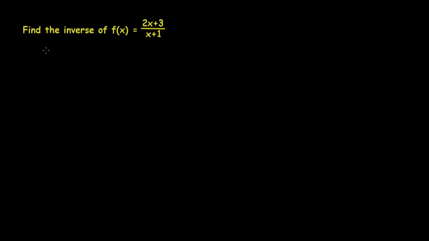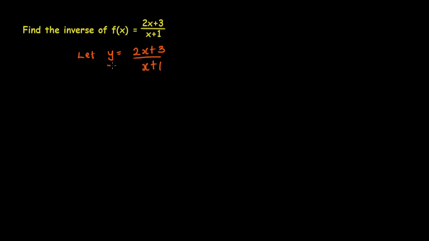Okay, so the next example says we should find the inverse of f of x is equal to 2x plus 3 divided by x plus 1. Remember that the first step says we should let y be f of x. So let y be equal to 2x plus 3 over x plus 1. Now remember that 2x plus 3 over x plus 1 is f of x. So y being equal to f of x implies that y is equal to 2x plus 3 divided by x plus 1. The next step says we should make x the subject of formula.